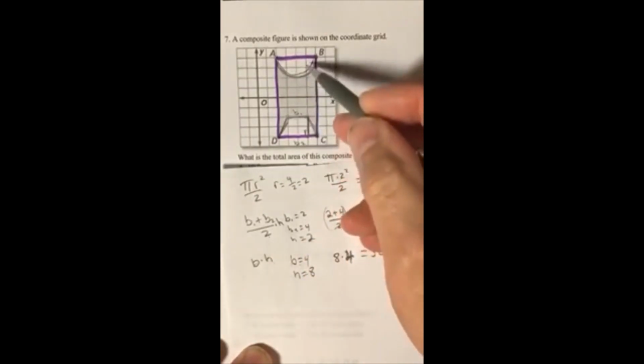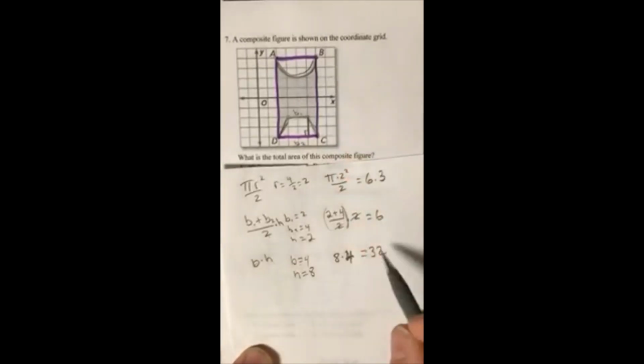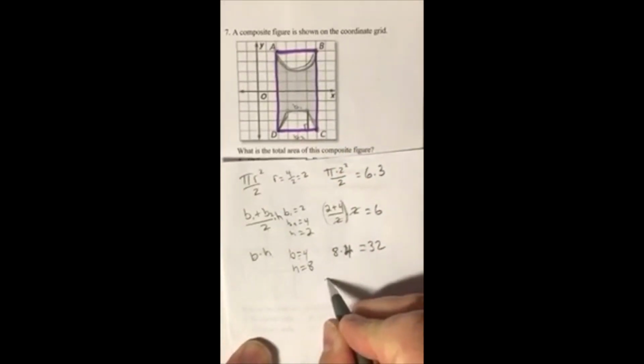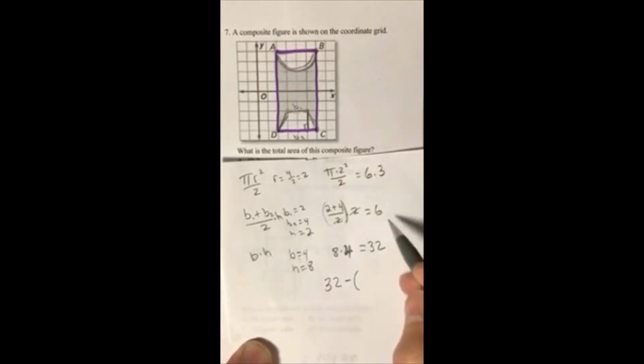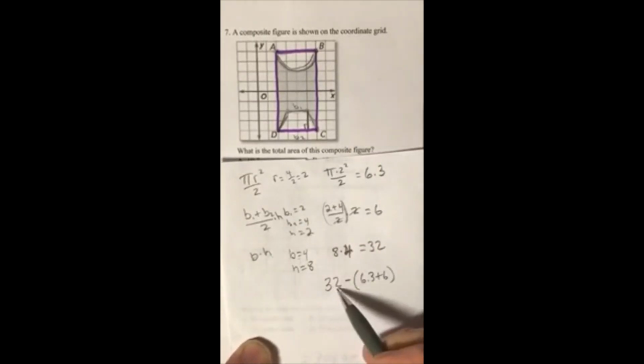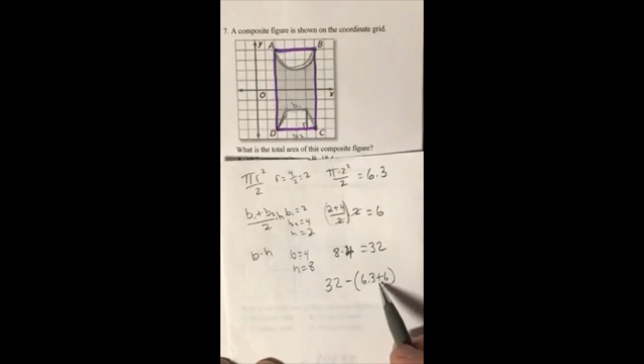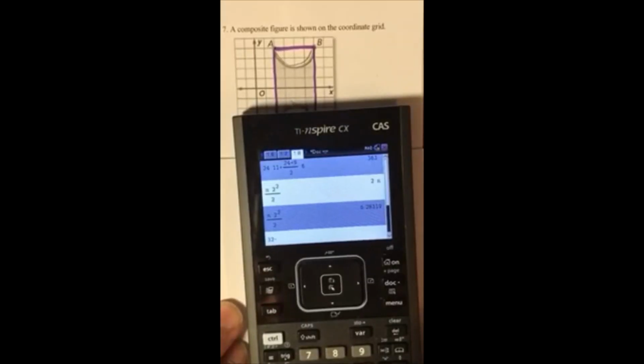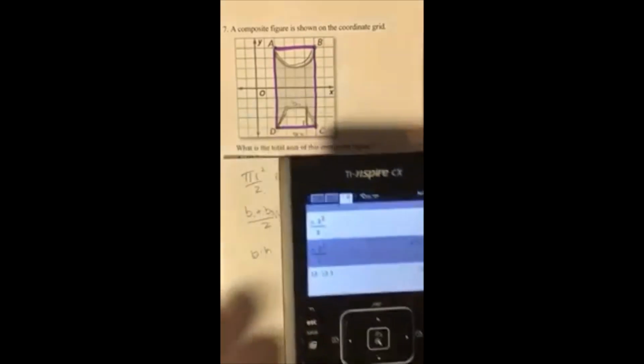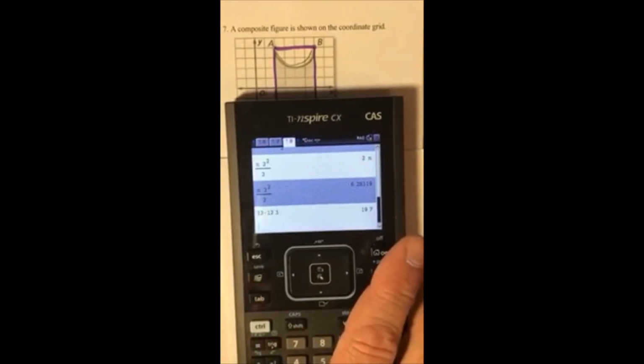So these two here represent the semicircle and the trapezoid. You can see those are not darkened in. We have to take it out of the rectangle. So your final steps would be 32 minus, and let's do parentheses because we want to subtract the 6.3 plus 6. We want to add those two up and take it away from 32. So this is really just 12.3. So 32 minus 12.3, if you want to go directly into the calculator, is 19.7. Okay? 19.7. That's the shaded area.